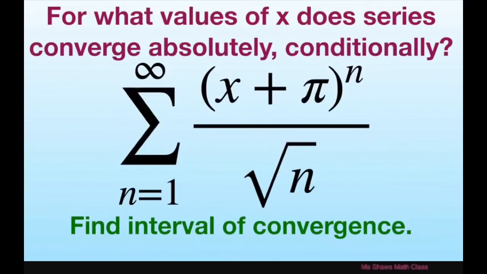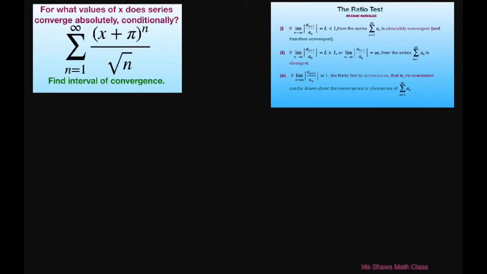Everyone, for what values of x does the series converge absolutely or conditionally? And also we're going to find the interval of convergence. We're going to use the ratio test. I'm going to write this out here.